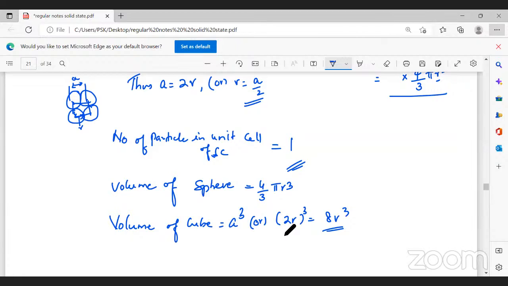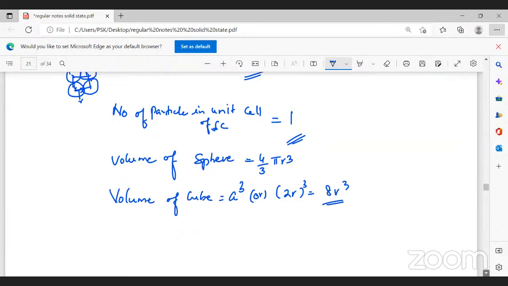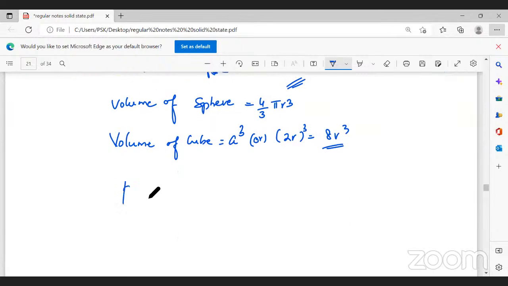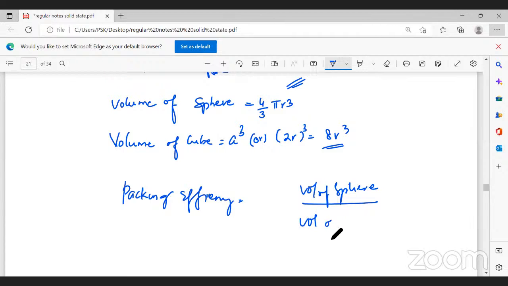Okay, anyways, the volume of the cube is what now? 8R cube. Once you know the volume of the cube and also the volume of the sphere, now tell me, what is the percentage packing efficiency? I told you the formula, no? What is that formula? Volume of the sphere divided by volume of the unit cell. This is the formula, right? Yes, sir. But you should remember, in order to calculate the packing efficiency, what is the contribution of the unit cell?